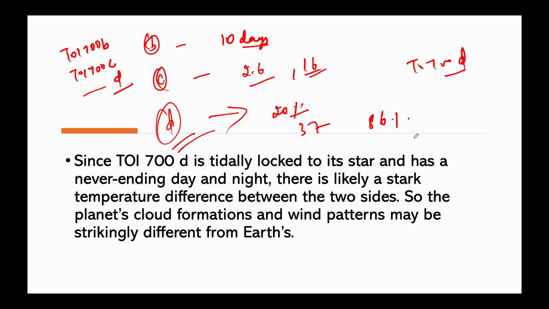So it's too early to say whether there are moons around TOI 700D that might bring some kind of reflected light to the night side. Since TOI 700D is tidally locked to its star and has never-ending day and night, there is likely a stark temperature difference between the two sides also. So the planet's cloud formation and wind patterns may be strikingly different from the Earth. So no matter what they find about the planet, it's going to look completely different from what we have here on Earth, right? So this is all about today's lecture.